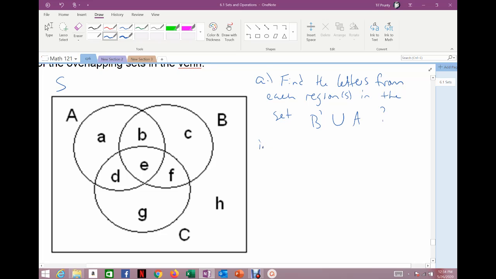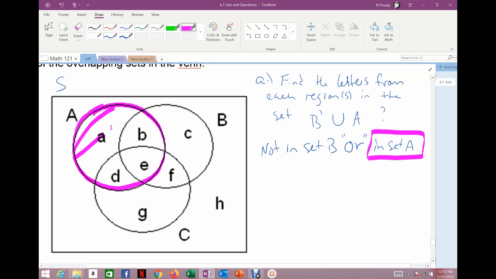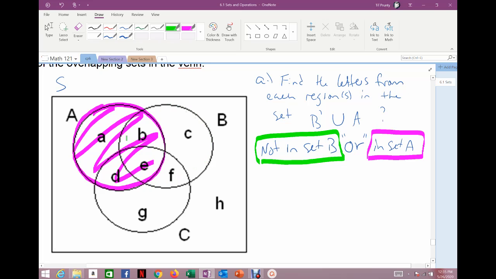So I want the regions that are not in set B, or, that's the or symbol, in set A. I'm actually going to use a highlighter because I think it's easier to see. That's why I left this up here. I'm going to use the pink for set A. Set A would be everything in circle A, so A, B, E, and D are all the regions in circle A. Now I want the regions that are not in set B. Set B would be this circle, and I want everybody outside of it.